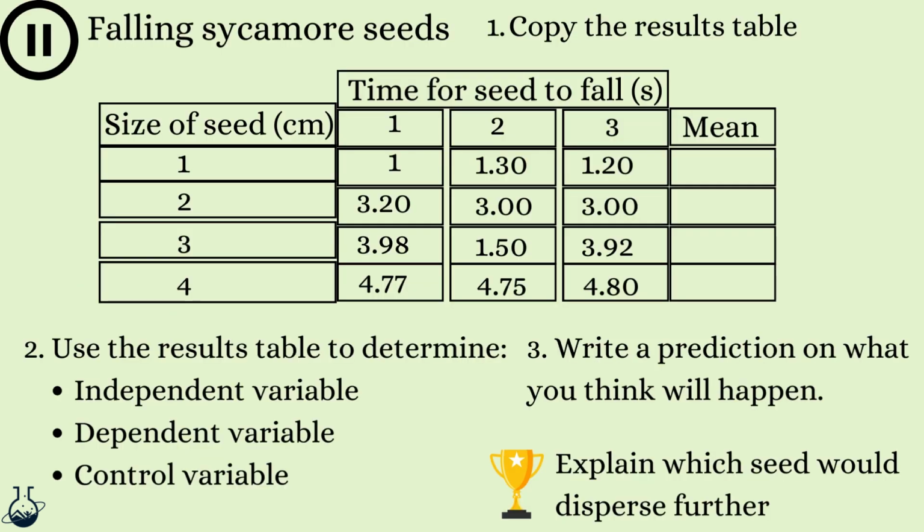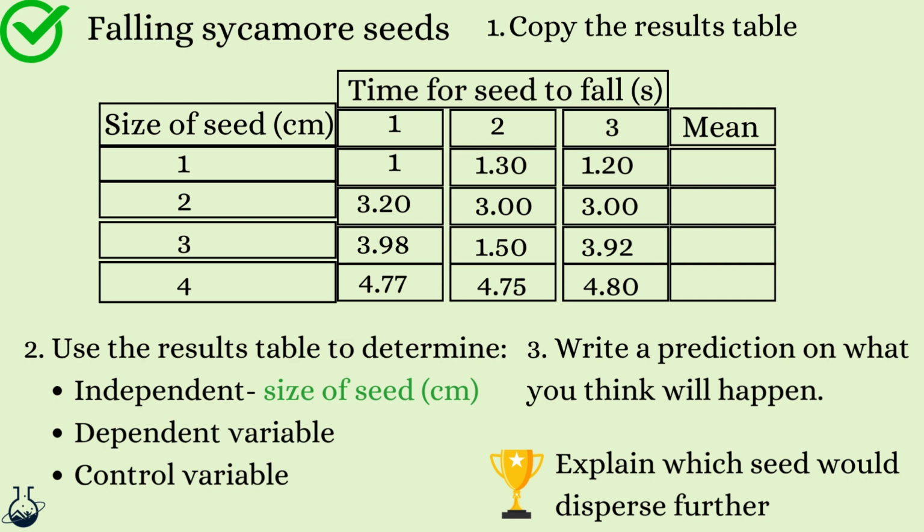We can investigate which sycamore seeds would be most successful by dropping sycamore seeds of various sizes and timing how long they take to reach the ground. Pause the video here to complete tasks 1 to 3 for this investigation, starting with task 1 to copy the results table. But there is no need to calculate anything just yet. If you finish, try the challenge. Let's see how we got on.